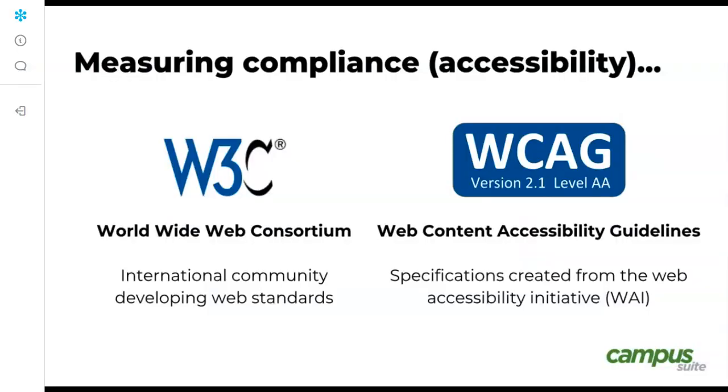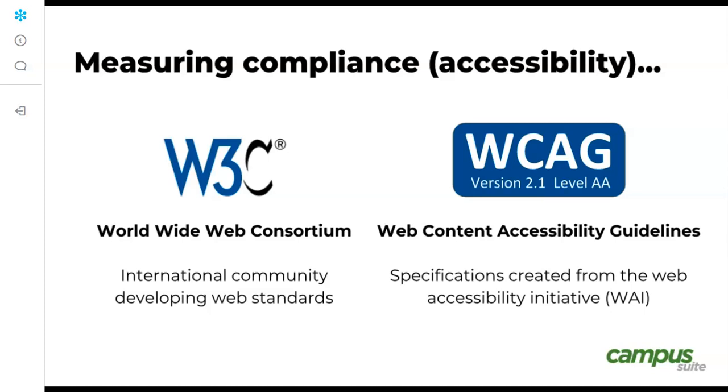All right, a little background. How do we measure compliance? The W3C is the World Wide Web Consortium. It's an international community that gets together and develops web standards. It's an organization of host institutions and people that are developing these neutral rules to govern the internet. They came up with things like URL and HTTP and HTML. So they're the leaders.